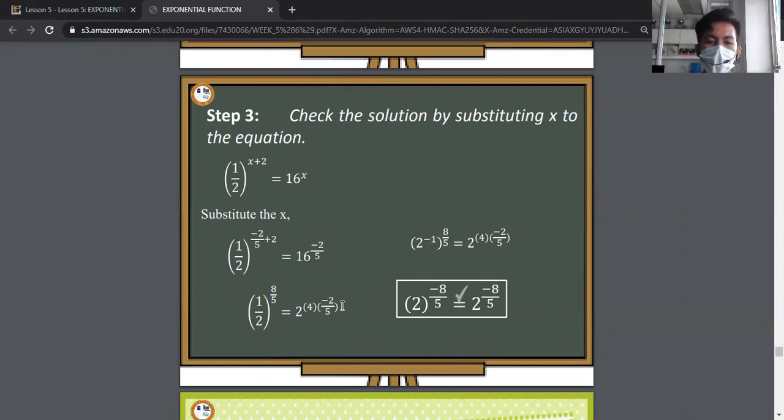Then sa kabila din po, ganyan din po yung gagawin po natin. 16 raised to negative 2 over 5. Para hindi po tayo mahirapan, yung 16 po natin, gawin po natin siyang 2 raised to 4. Then we need to multiply our exponent 4 and negative 2 over 5. So 4 multiplied by negative 2 over 5 is equal to negative 8 over 5. Tama?